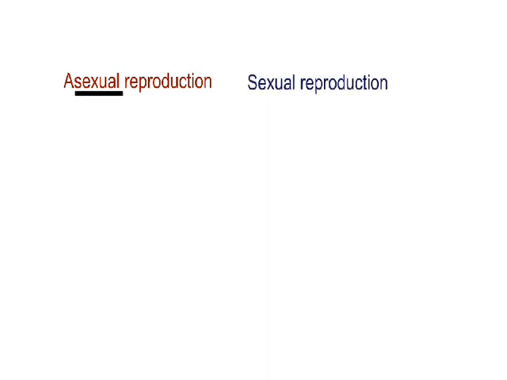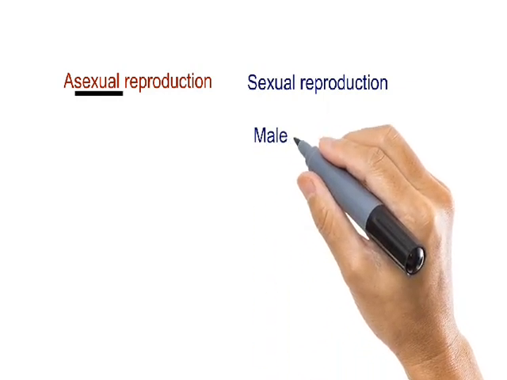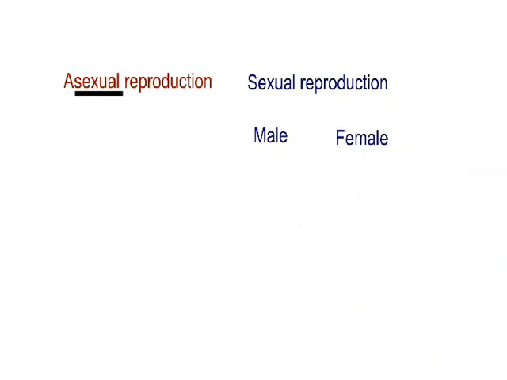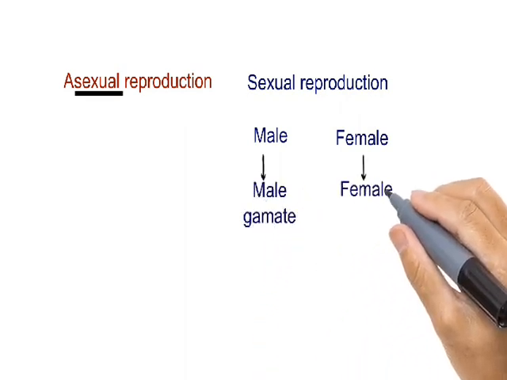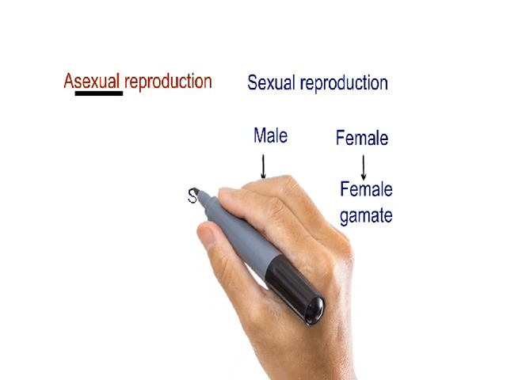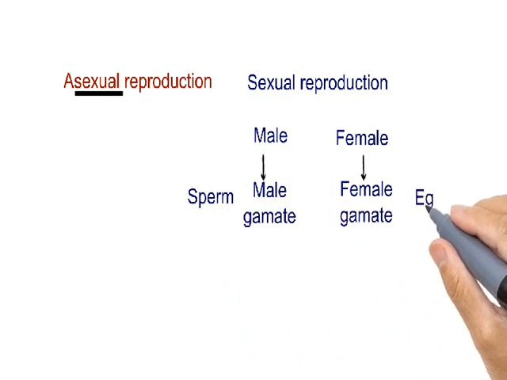In this mode of reproduction, two organisms, and these two organisms are generally of opposite sex, that is male and female, produce haploid cells which are called gametes. Male produces male gamete and female produces female gamete. So the name of the gamete varies according to the type of organism, and in case of animals, the male gamete is called sperm and the female gamete is called egg.